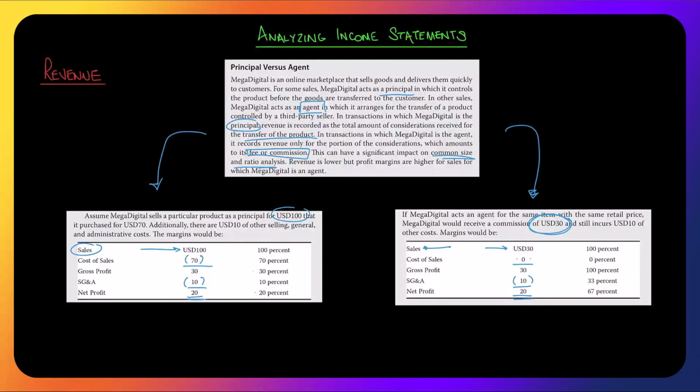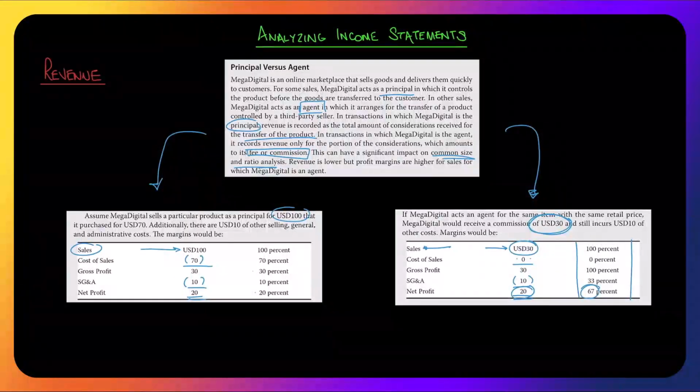We get down to the same net profit, but look at our ratio analysis. Now our net profit of 20, if we're only putting in revenue of 30, is 67% as opposed to 20. Gross profit is 100% as opposed to only 30.